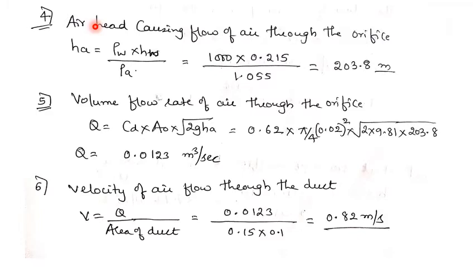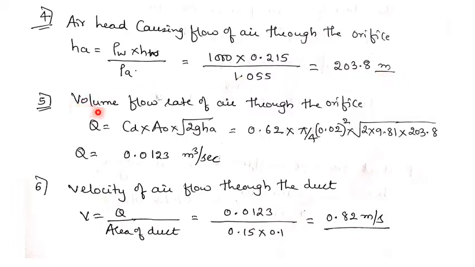So next we will calculate the air head causing flow of air through the orifice, that is HA is equal to density of water into HW, that is difference in water level in the manometer, divided by density of air. So density of water is 1000, HW is 0.215 meter, and density of air is 1.055, already calculated, so this is 203.8 meter.